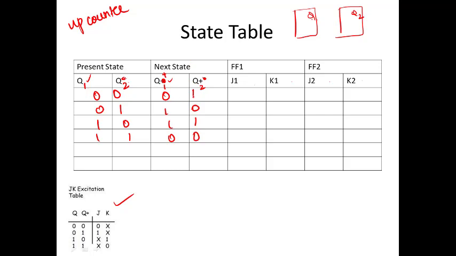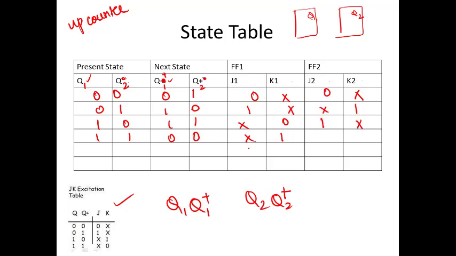So present state 0,0 means the next state 0,1, and for present state 0,1 means 1,0, and so on. Let me check with Q1 and Q1 plus first, and then Q2 and Q2 plus. For Q1, 0,0 means 0x, 0,1 means 1x, and 1,1 means x0. Look at the excitation table and write 1,0 means x1. Similarly here, 0,0 means 0x. For Q2 and Q2 plus, 1,0 means x1, 0,1 means 1x, and 1,1 means x0. So we need to design what should be the input of the flip-flop.